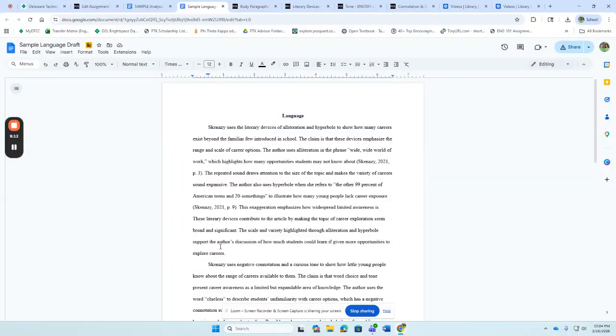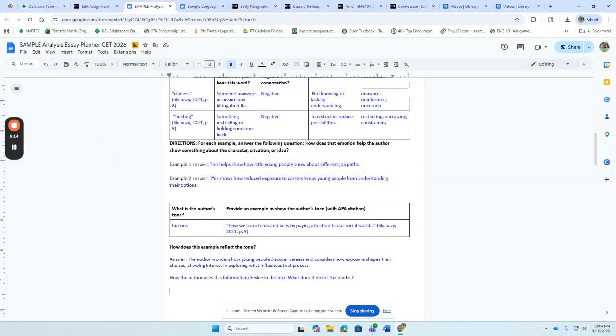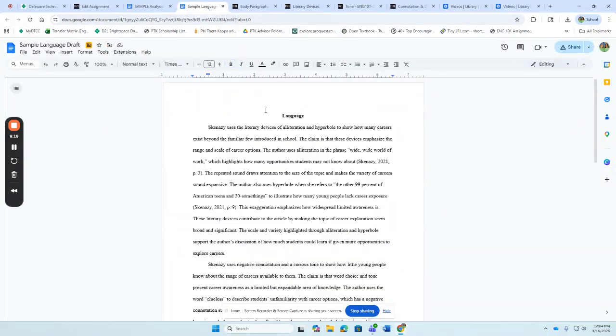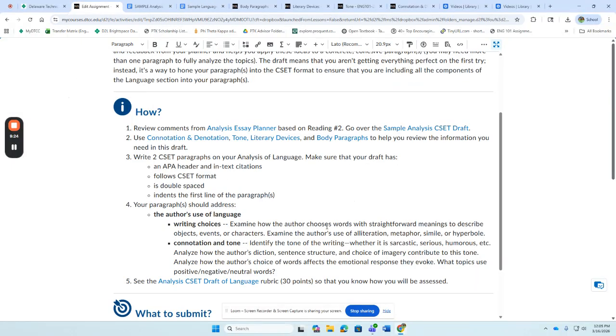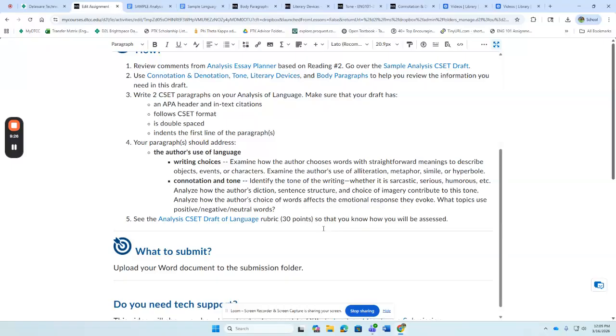Once you have completed that information, make sure that you go back. Make sure that all of the information from your planner is represented somewhere in your draft. Go ahead, hit save, and submit your assignment. Remember, it is in APA format, so you will have examples, quotes, and paraphrases with that APA citation.